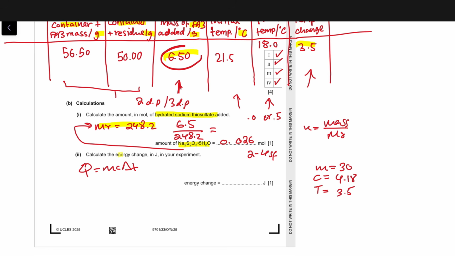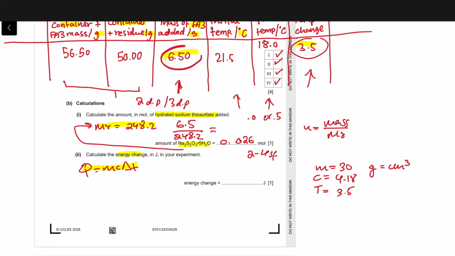Then it asks us to calculate the energy change in joules in your experiment. Now, our energy change, in joules, is equal to the mass times the heat capacity times our change in temperature. So the mass is referring to the volume of water heated. So we consider 1 gram to be equivalent to 1 cm³. And our specific heat capacity is 4.18. It's fixed. Our temperature change in this experiment was 3.5.